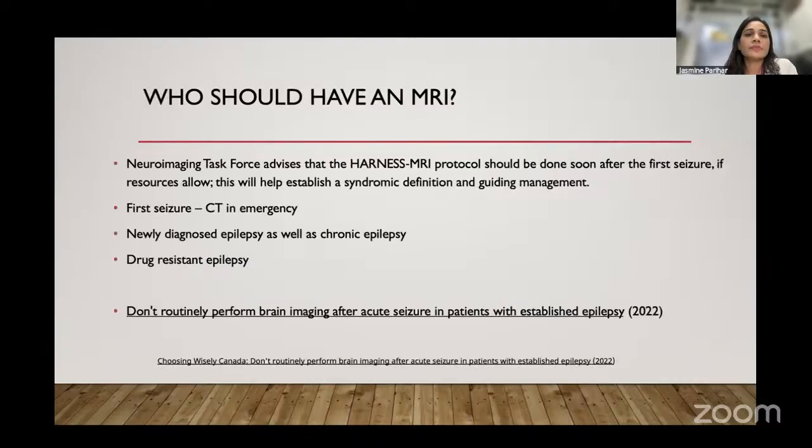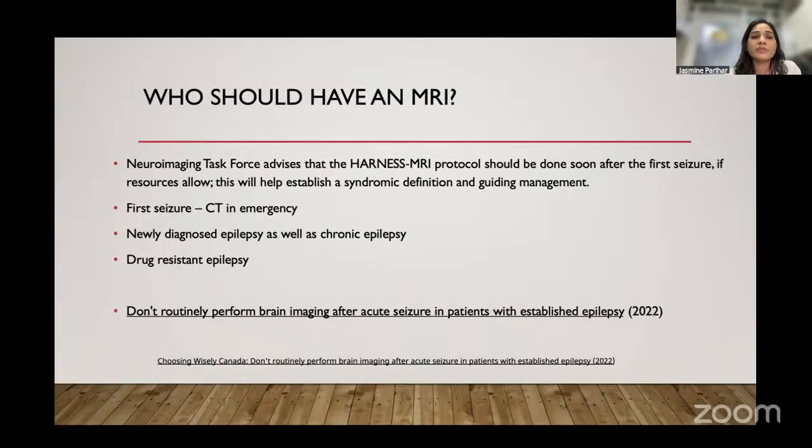In this, the neuroimaging task force of ILAE advises the HARNESS MRI protocol. It should be done as soon as the patient has the first seizure. Even after the first seizure, they want the HARNESS MRI protocol to be done, and this will establish the syndromic definition and guide management.